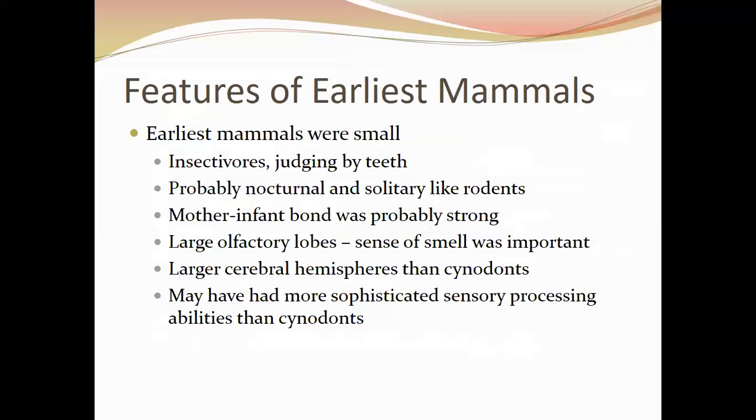Looking at the skulls, we can see that these early mammals had large cerebral hemispheres, which suggests that there would have been sophisticated sensory processing abilities, and also perhaps things like memory and learning, navigation skills that would have been highly derived in some of these groups.